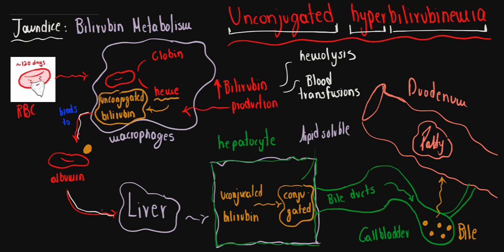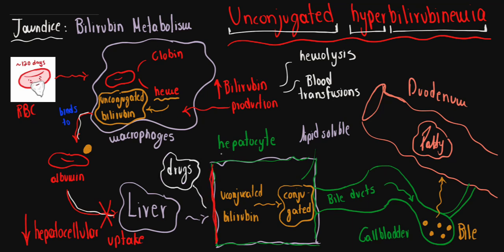Or by a problem right here where we have decreased hepatocellular uptake of circulating unconjugated bilirubin, so it doesn't enter the hepatocytes, right? There's a problem in the hepatocytes. Usually drugs cause this. Drugs won't let the hepatocytes take up circulating unconjugated bilirubin. Finally, we may have a problem right here in the conjugation of bilirubin. So this process does not take place, usually caused by genetic disorders.